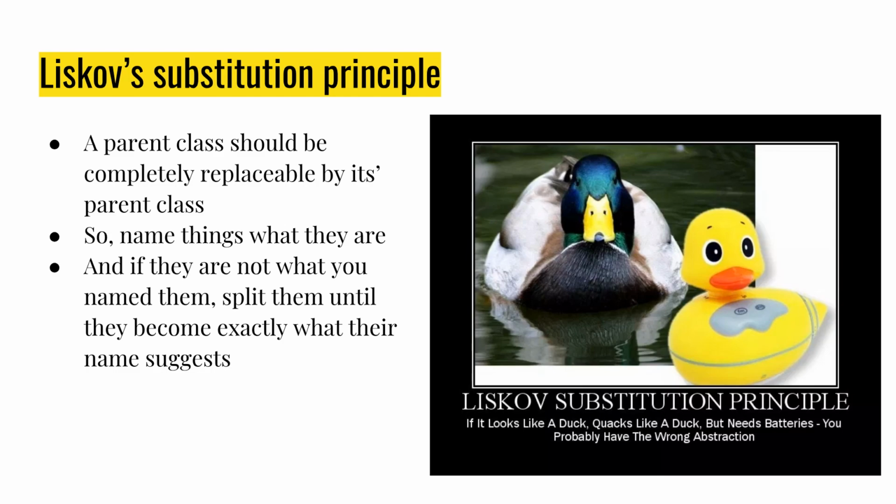So name things what they are, and if they are not what you named them, split them. Split them until they become exactly what their name suggests. So in this case, a duck is something that can breathe, eat, swim. So a duck should probably implement I swim interface, and rubber duck will too. That's all rubber duck is. Other than that, they'd share nothing in common. Rubber duck's swim is floating, and simple duck's swim is actually swimming.